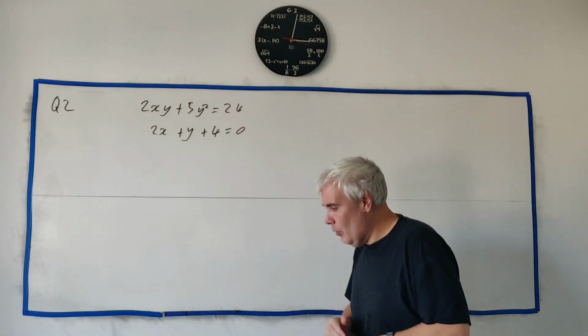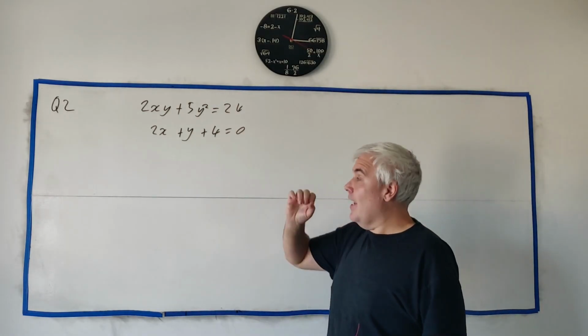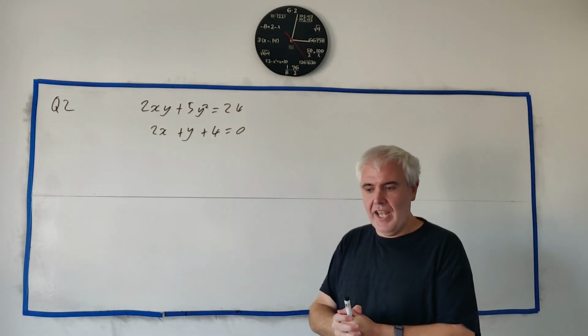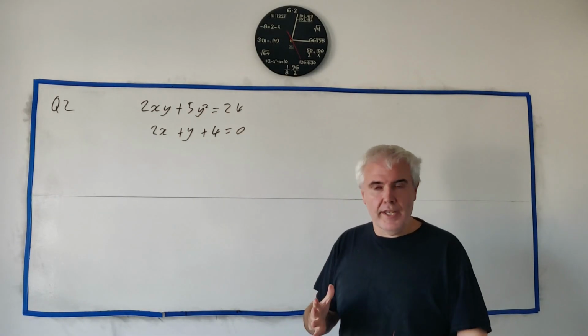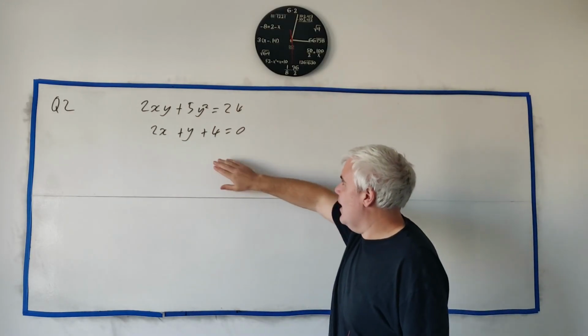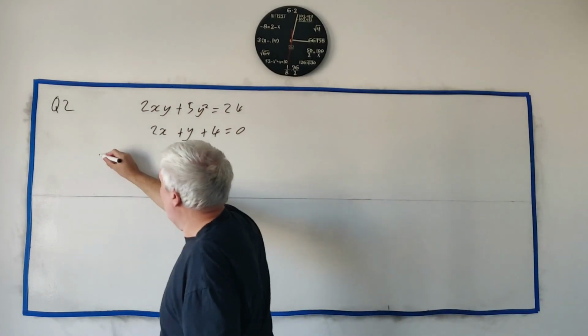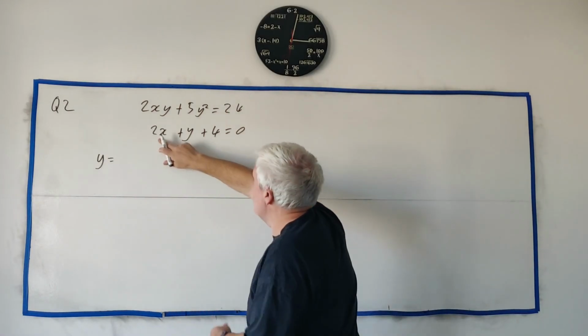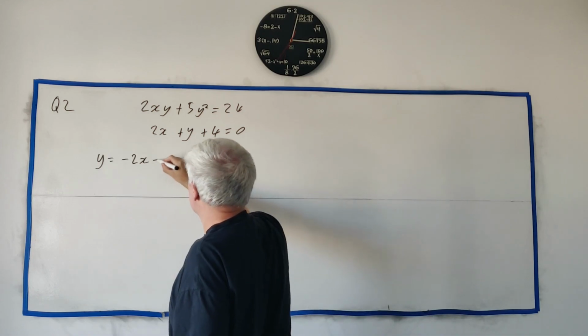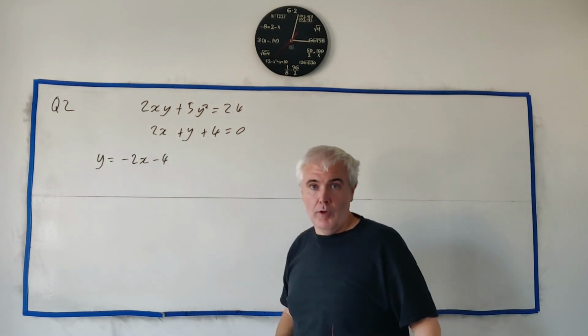What you want to do in these cases is to take one of the equations, usually the simpler one, and rearrange it so you get x equals or y equals. So the second one is the clear contender in this case. We can rearrange this to get y equals by moving the 2x and the 4 over. So y equals minus 2x minus 4.